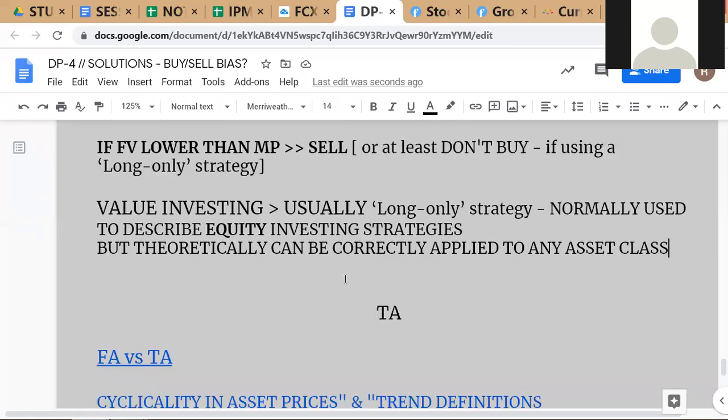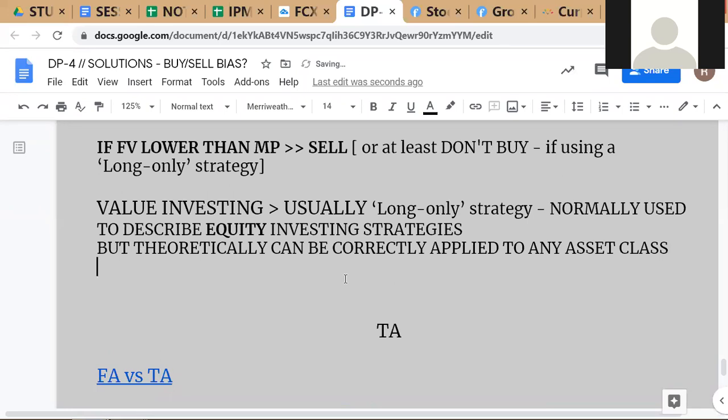Okay. Now, another very famous investor, and you need to understand at least the application to debt, which is important. Okay.